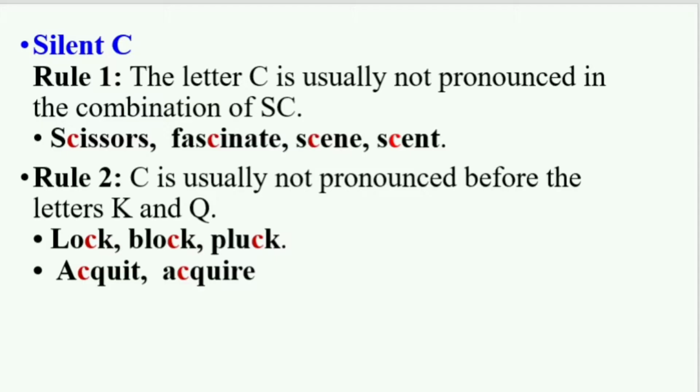Now let's look at the letter C. The letter C is silent after the letter S. For example, scissors, fascinate, seen, scent. C is not pronounced before K and Q. For example, lock, block, pluck, acquit, acquire.